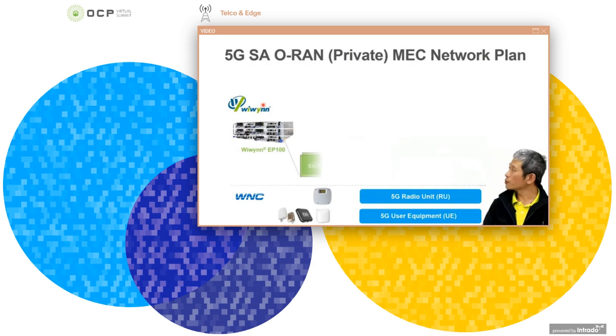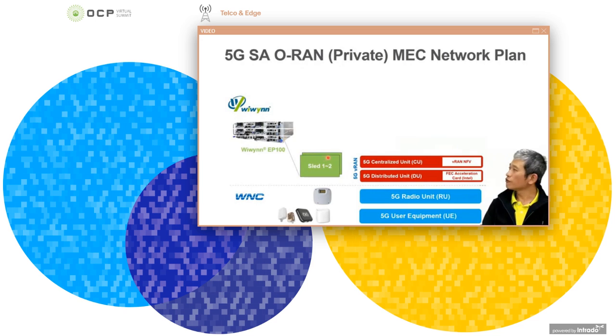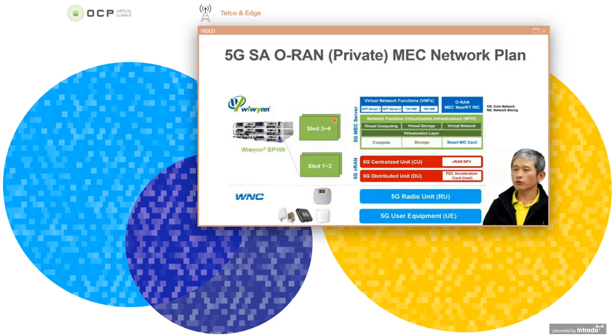Here we start with sled 1 and 2 to support 5G vRAN, that is DU and CU. Then we take sled 3 to 4 to support 5G MAC servers applications, which focuses on providing compute, storage, SmartNIC. This is the option that we can offload certain loadings to improve overall performance.